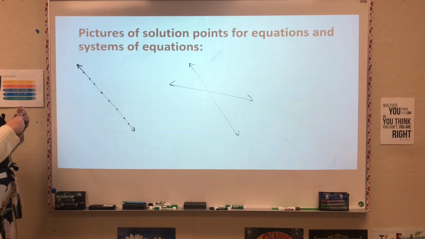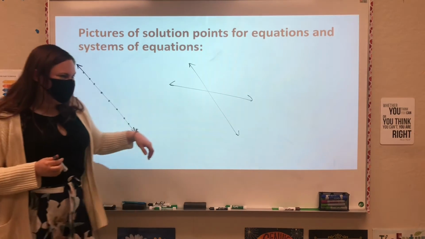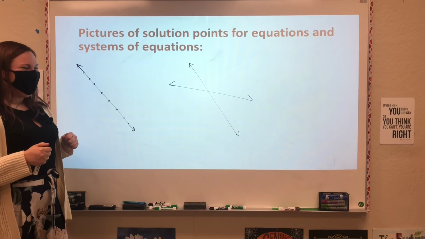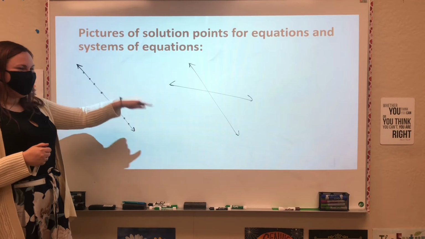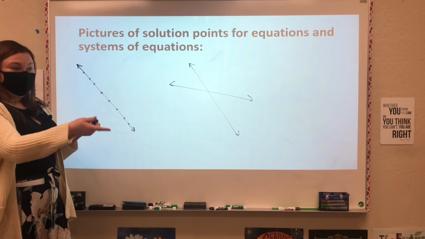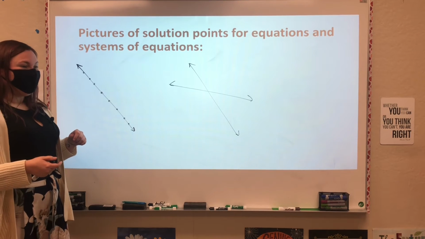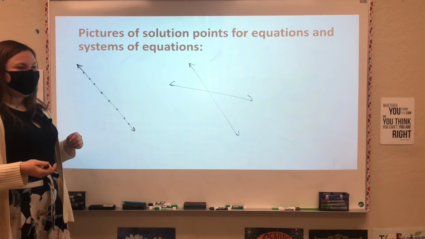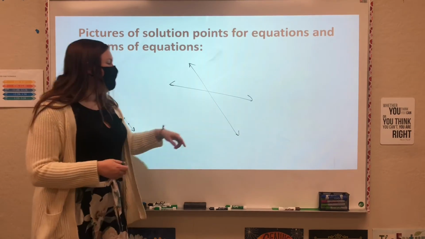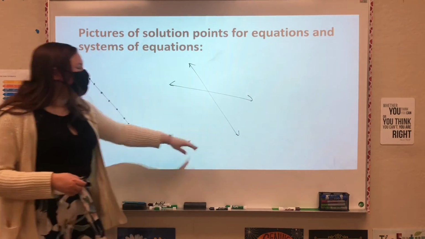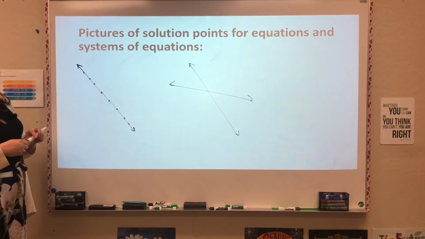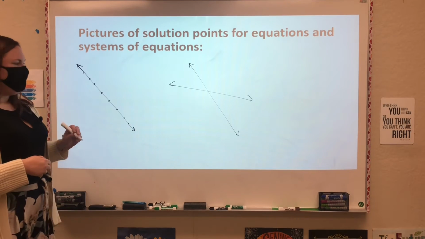We said to be a solution point for a system of equations, what needs to be true? The point has to be correct for both. Yeah, it's got to be a solution point for both, and it's got to be on both lines. So in this drawing I did, how many solution points does that system have? 1. Why only 1? Because the lines only cross through each other once.